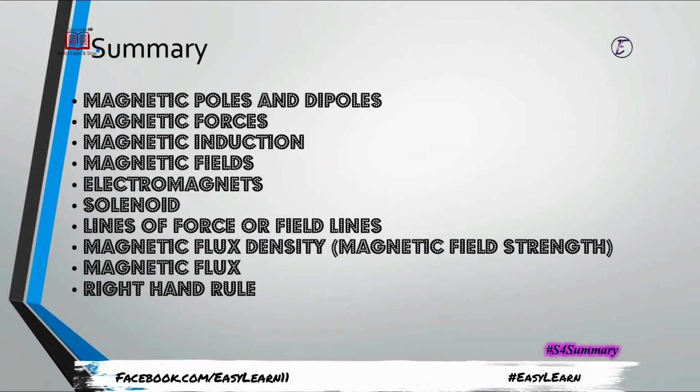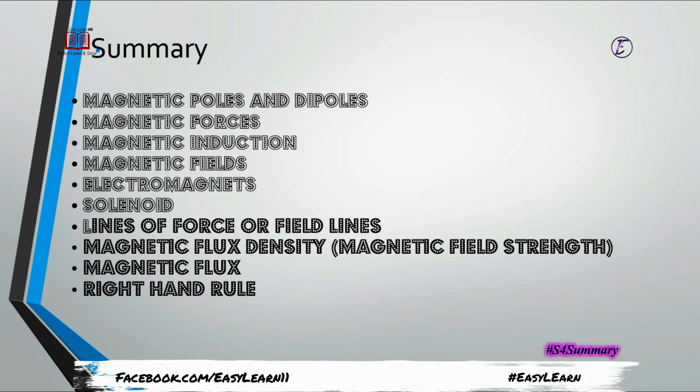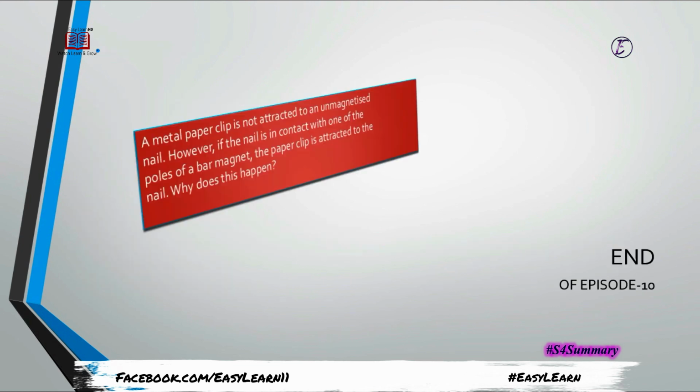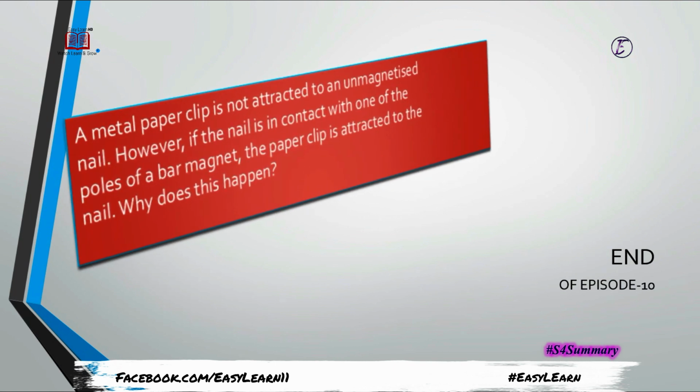What we have discussed already in detail is magnetic poles and dipoles, magnetic forces, induction, magnetic fields, electromagnets, solenoids, lines of force, magnetic flux density, magnetic field strength, magnetic flux, and the right hand rule at the end. This and much more is available in the previous sections. At the end of episode 11, I am going to leave you with a very beautiful and interesting question.